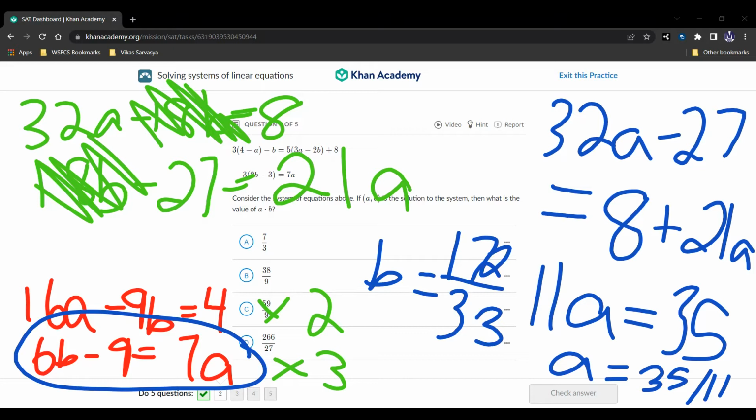So to add that to a, they're asking us for a times b. So 35 over 11 times this. That's going to be 6,020 over 363, which is conspicuously absent from the answer choices, which means that we needed to think again about what we're doing right here.